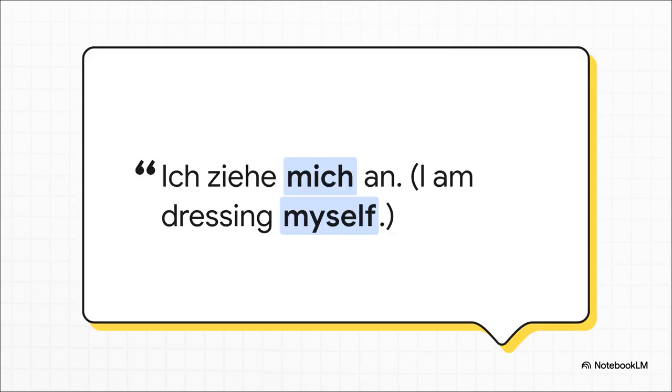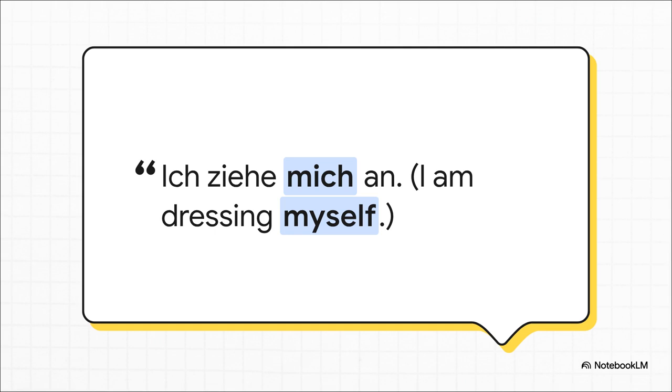Let's look at it in a sentence. Ich ziehe mich an. Super common phrase. Ich is me, the subject. Ziehe an is the verb, to put on or to dress. And there it is, mich. That's our reflexive pronoun, our direct object.